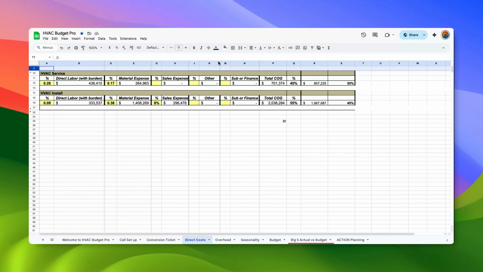Then, there's financing. Capturing this and any subcontractor expenses is crucial. We can group finance and subcontractor expenses together, or keep them separate if you don't use subs. Both are important to monitor separately. Track these separately on your P&L, but combine them here for budgeting. Think of companies like Wells Fargo and Synchrony. We need to measure this as a percentage of income since it incurs costs.